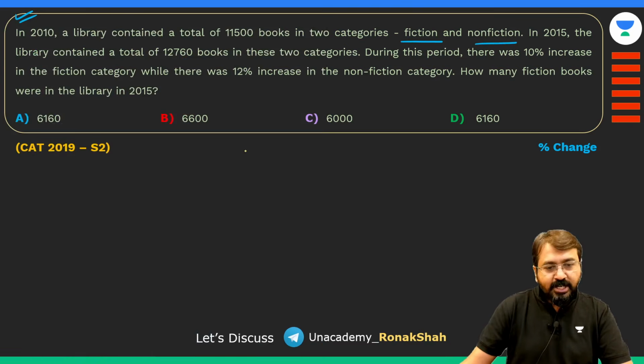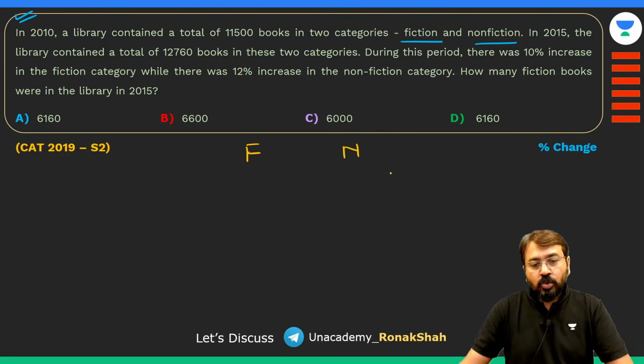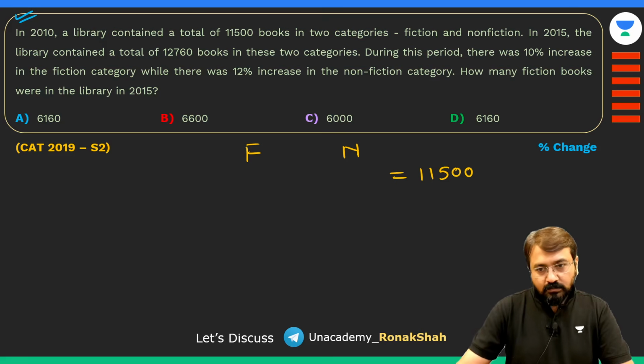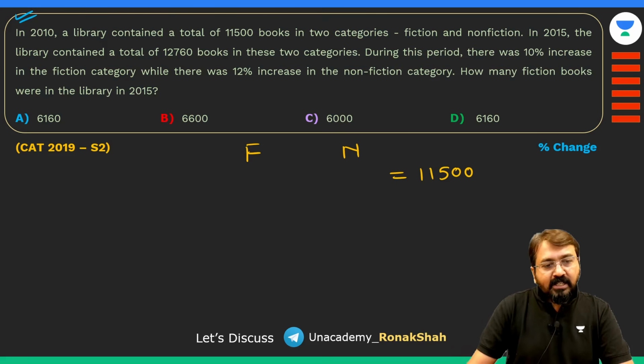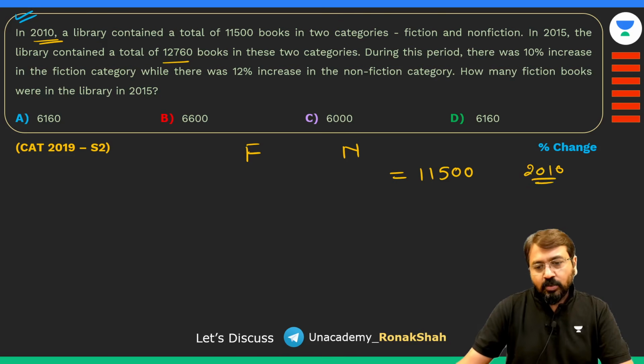Yeah, so let me just write over here fiction and non-fiction. I don't know how many books were there, but total books were 11,500. In 2015 the library contained a total of 12760 books. This was in the year 2010. In 2015 the library had total 12760 books.